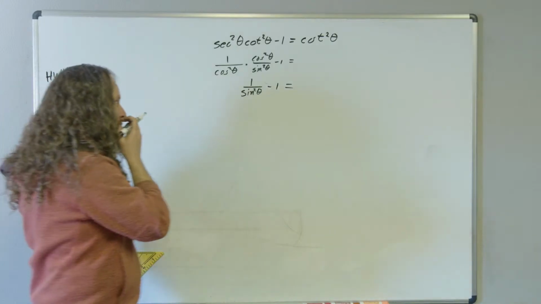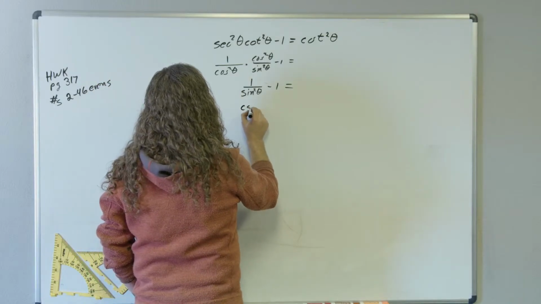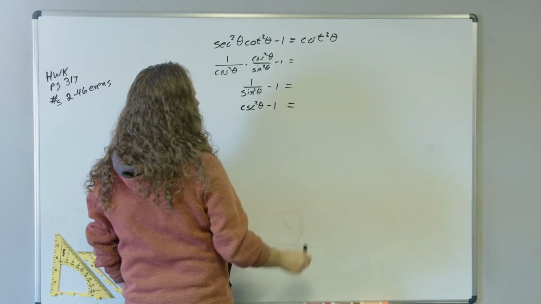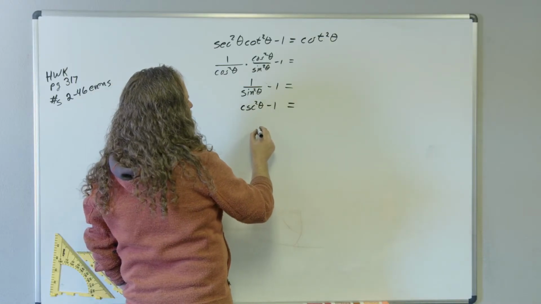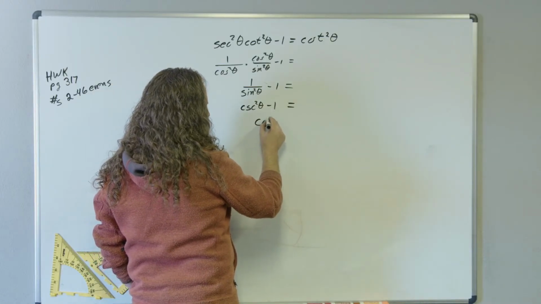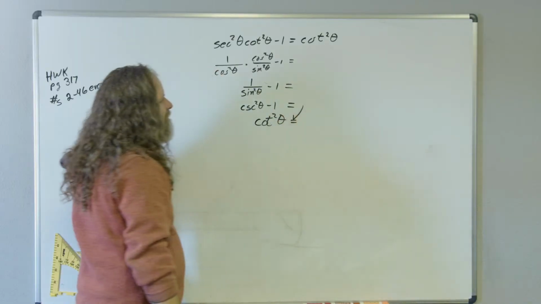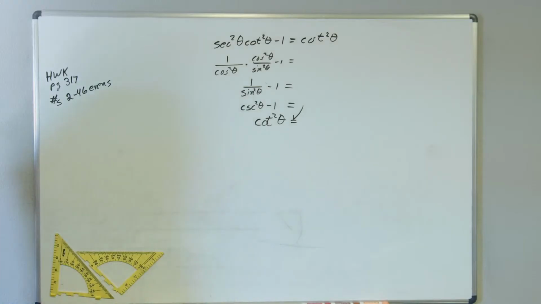And then that becomes cosecant. Is there a cosecant squared? Hold on, there's a cosecant to cotangent, but then it turns into that. Cotangent squared. Verified. Cotangent squared.